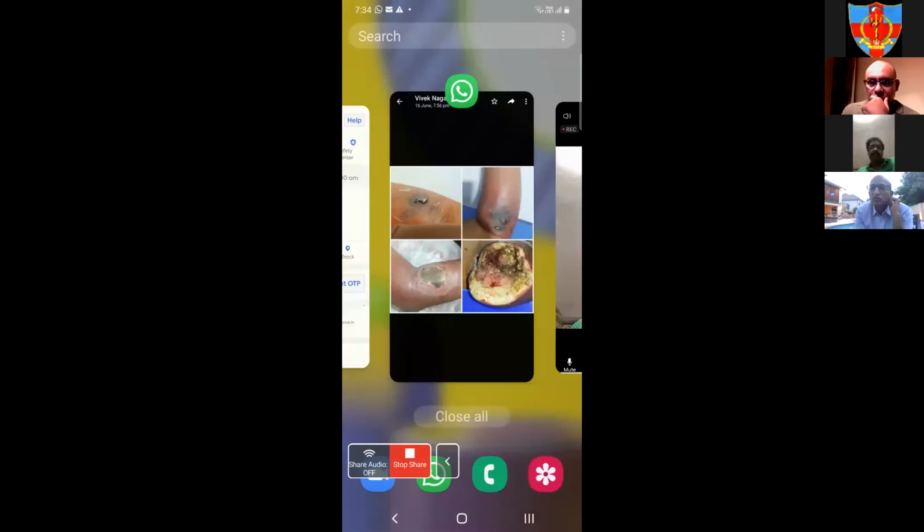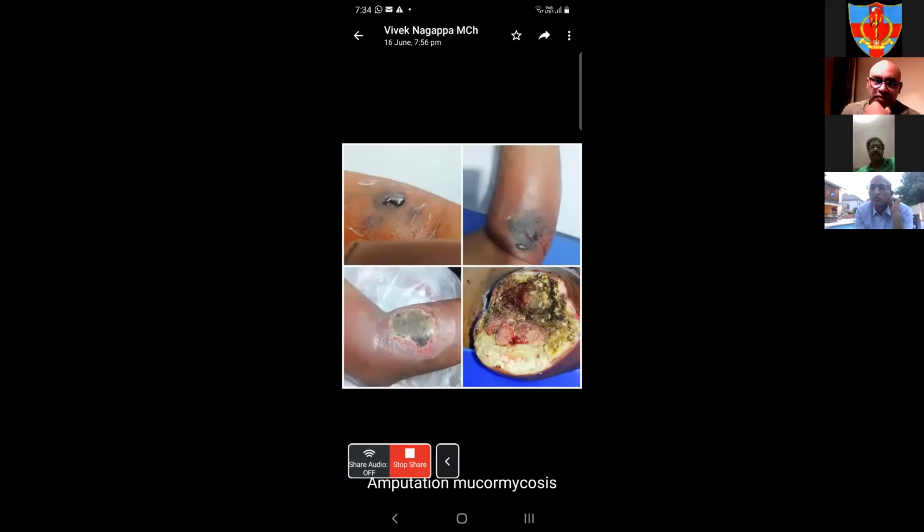Meanwhile, I would like to mention one interesting case which we have seen. Actually, one young individual. We can see your screen now. Yes, sir. So this is one of the cases, a 47 to 50-year-old male patient, presented with a black bleb near the elbow region.